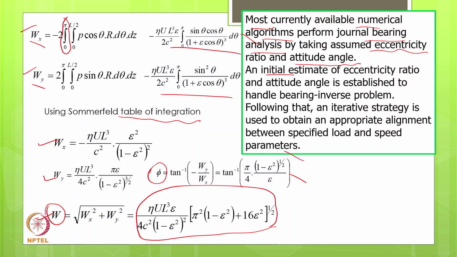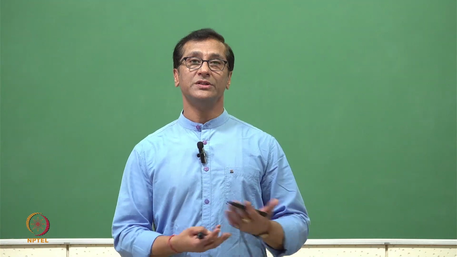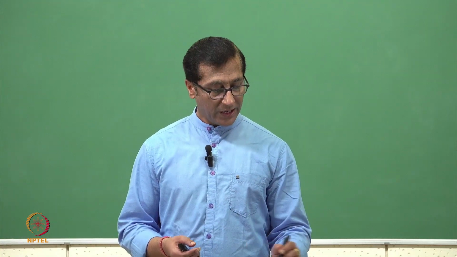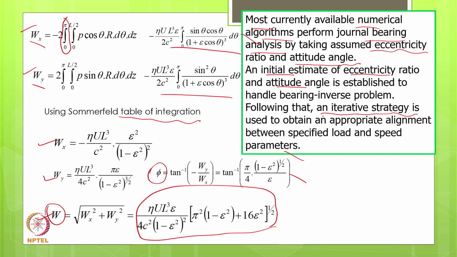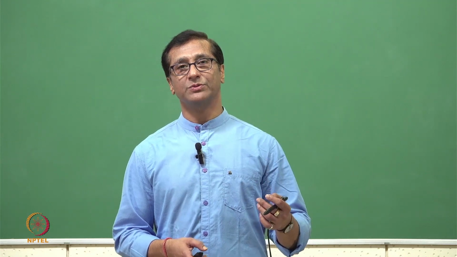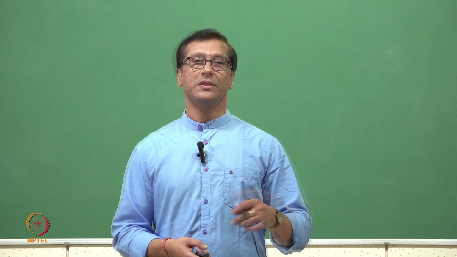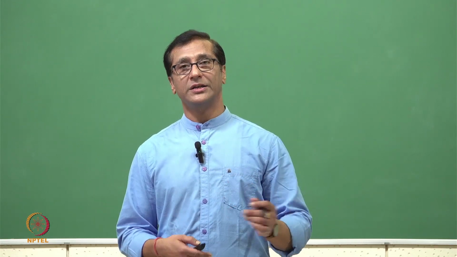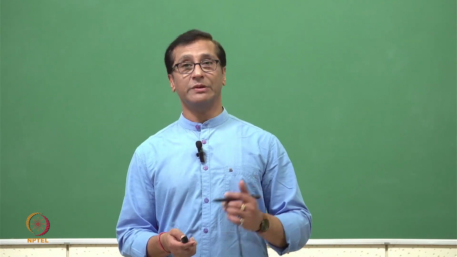In this situation we use an initial estimation of the eccentricity ratio. Nothing is known, so many times we start with 0.5 as the eccentricity ratio and 25 degrees as the attitude angle. Then we need to come up with a feedback loop system, or iterative strategies, to obtain the right load and speed until we reach the specific speed or right load condition. Otherwise our solution will not converge, and the iteration will continue.